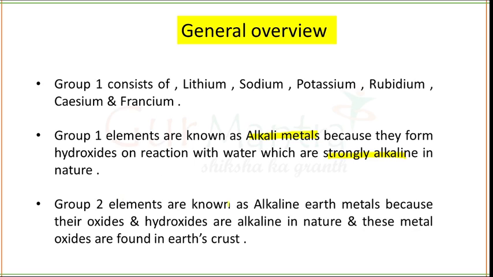Group 2 elements are known as alkaline earth metals. This is your group 2 and these are known as alkaline earth metals. The group 2 elements are known as alkaline earth metals because their oxides and hydroxides are alkaline in nature, and these metal oxides are found in Earth's crust. This is also very important, that the oxides of these metals can be found in the Earth's crust.